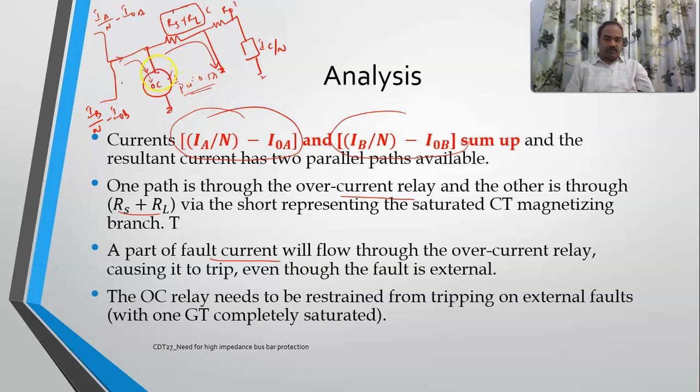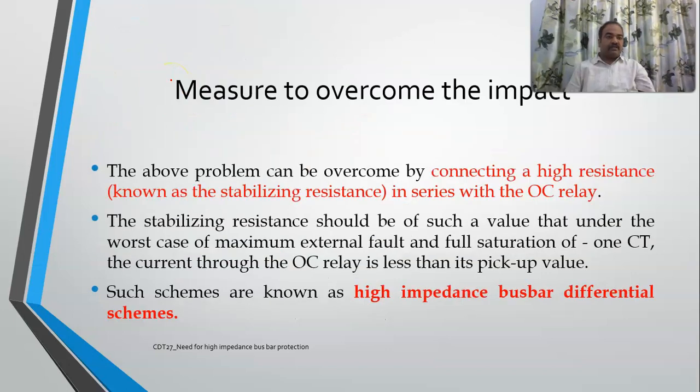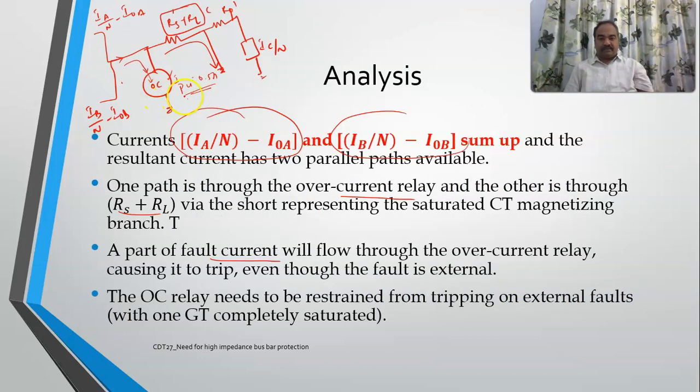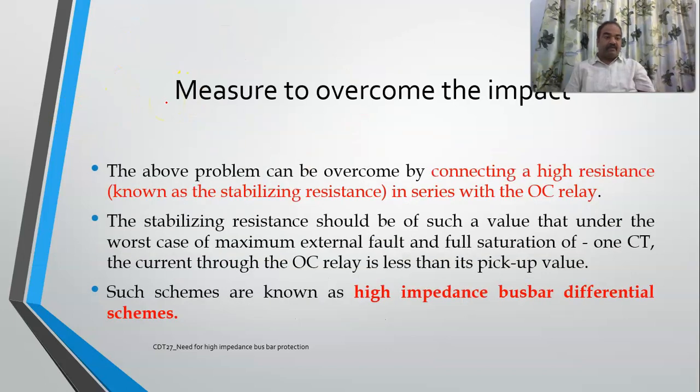So how to not allow this current into this overcurrent relay? What should you do to limit the current in this one? The only option which we do have is to employ a high resistance, such that it will limit the current. To what value must it limit the current? It must be less than your pickup value, right? So here you must keep a resistance such that your current does not exceed your pickup value. The above problem can be overcome by connecting a high resistance known as stabilizing resistance, RS.